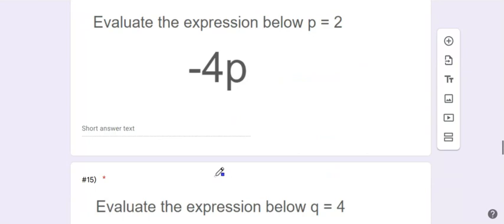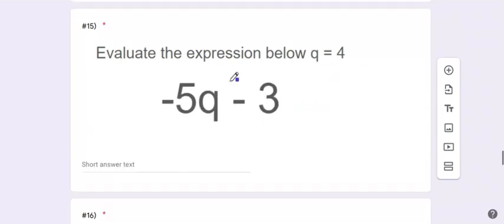Okay, let's do one more. Let's do this one right here, 15. Evaluate this expression, negative 5q minus 3. So step 1, set up. I'm going to rewrite the expression, except wherever there's a variable, I'm going to put parentheses. So I have negative 5. Here's a variable, I'm going to put parentheses instead, minus 3. Okay, so just rewrite the expression, except put parentheses wherever the variable is at.